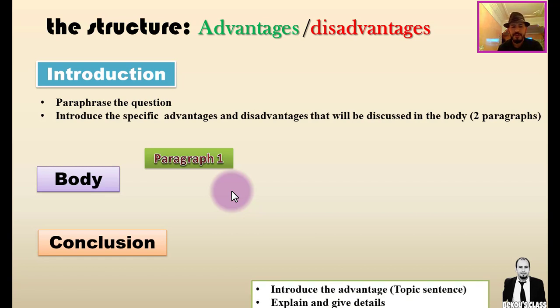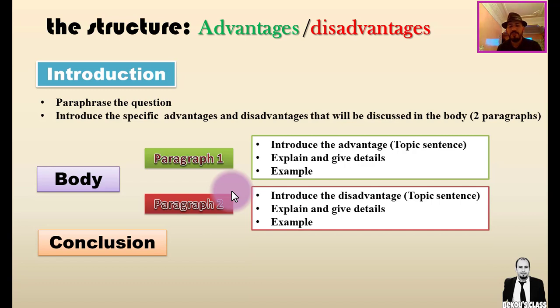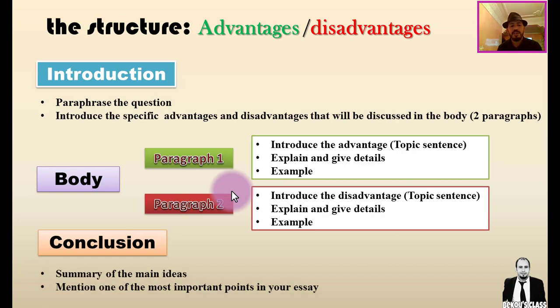In the first paragraph in the body, you should introduce the advantage in a topic sentence. I'll explain this later on. And once you state the topic sentence, you should explain and give more details, and also you should back up your ideas with an example. For the second paragraph, you should also state the topic sentence, which is introducing the disadvantages, and explain and give more details and illustrate with an example if possible. In the conclusion part, you just summarize the main ideas. You wrap up the whole thing and you mention one of the most important points in your essay.